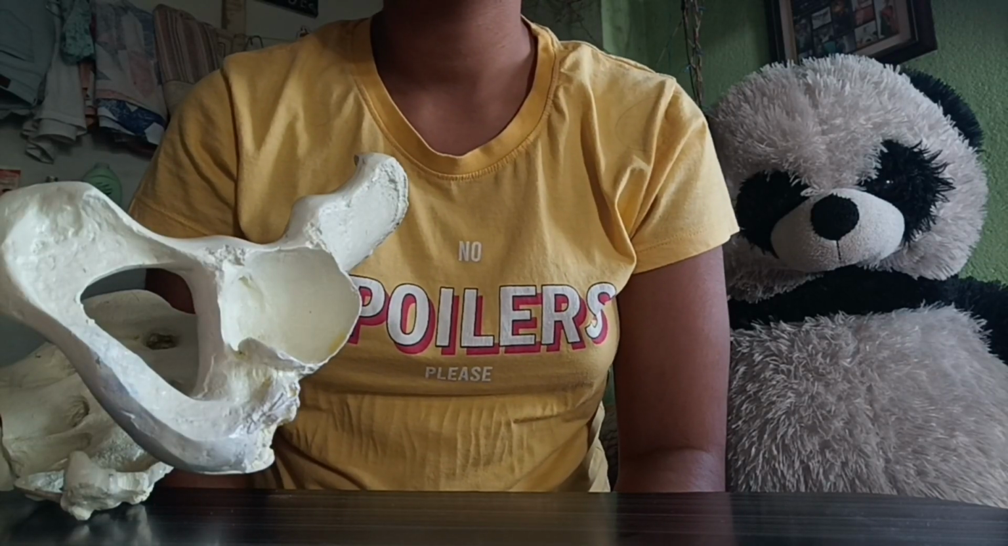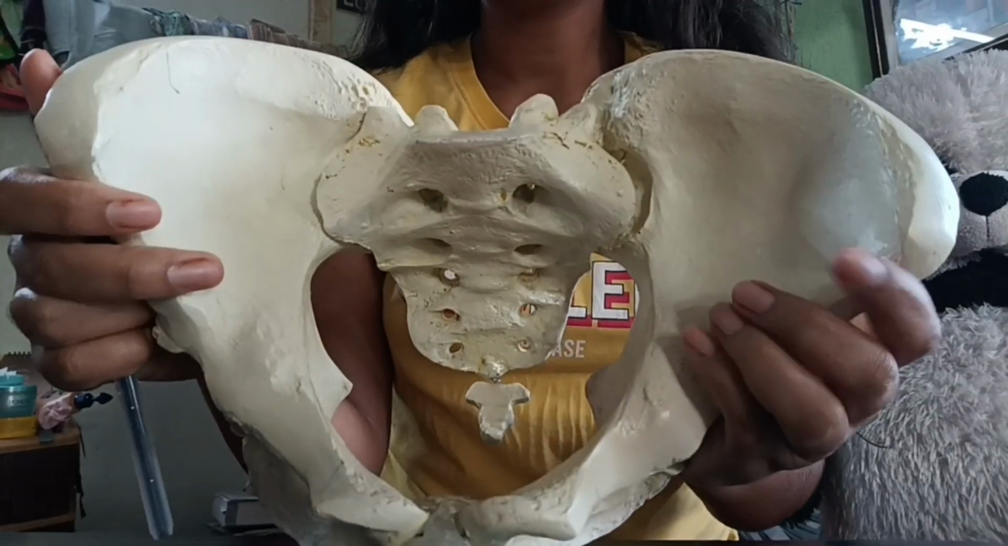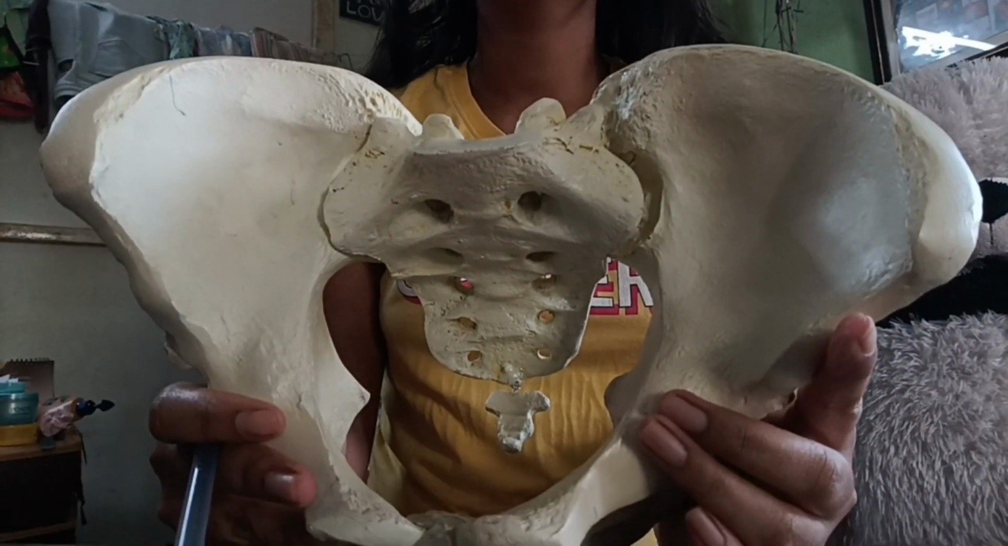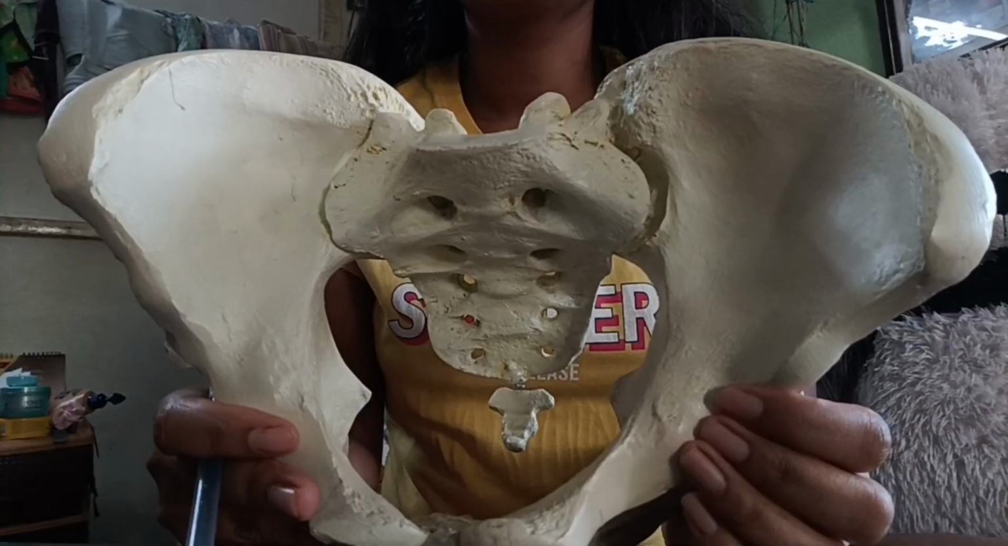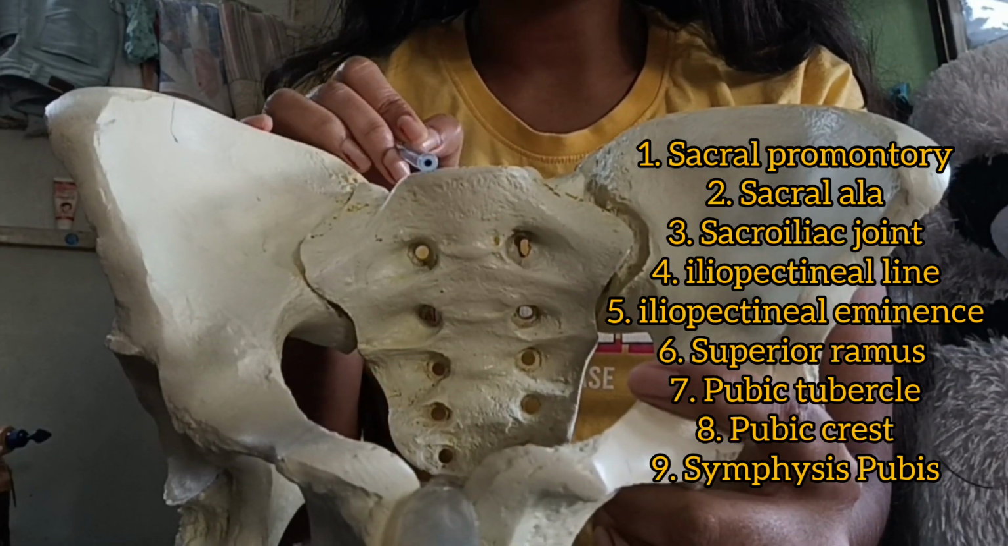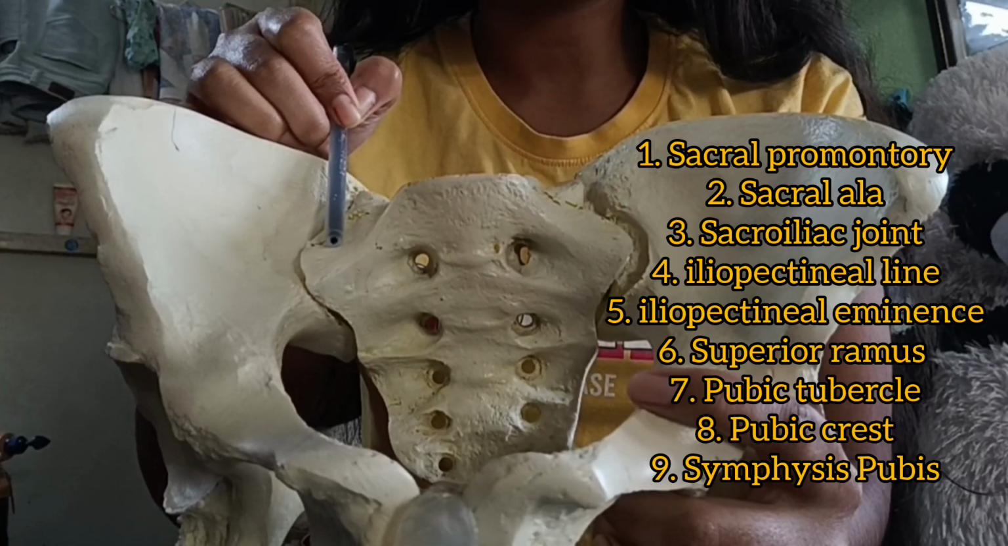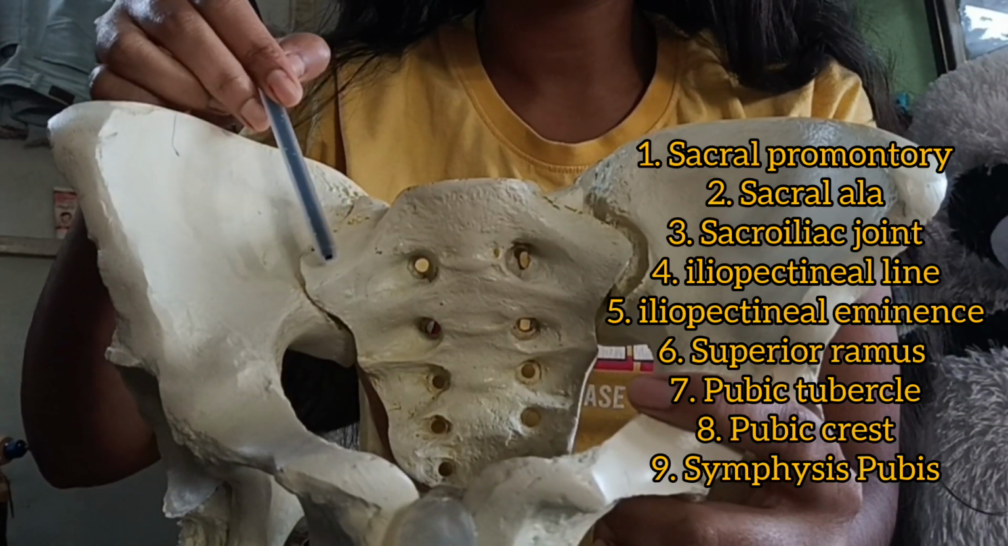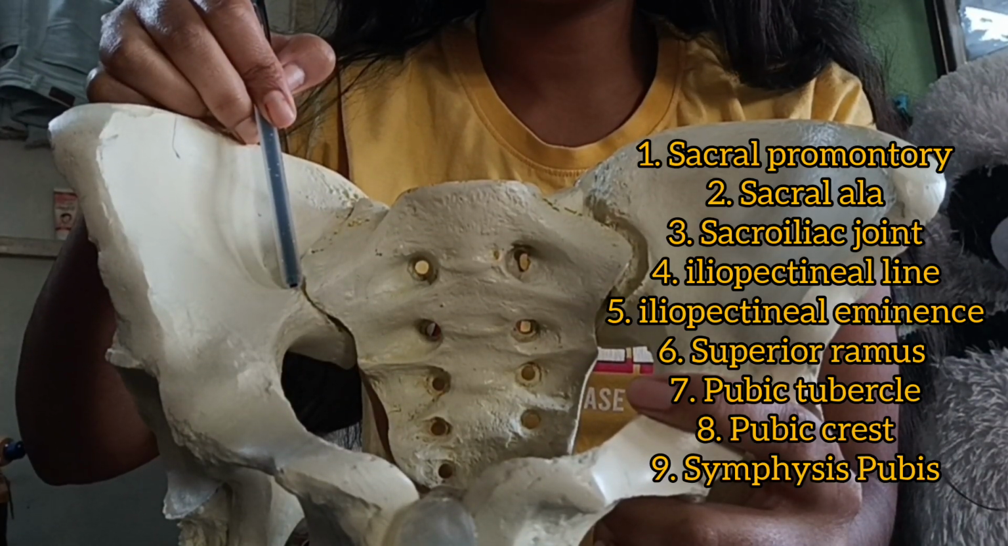Okay, so today I'm going to discuss the important landmarks and the diameters of the pelvis. Now, I will talk about the important landmarks. First landmark is the sacral promontory. Then the next one is the ala of the sacrum. Then the third one is the sacroiliac joint.